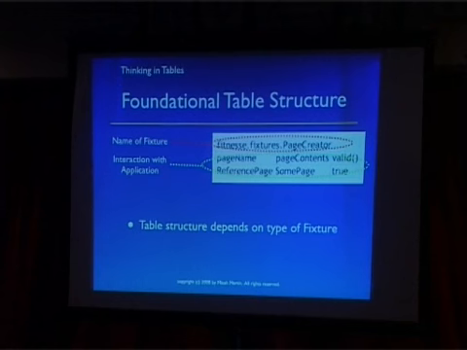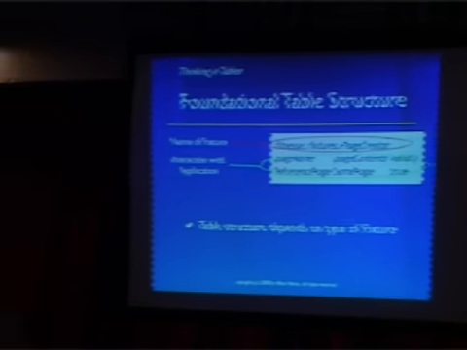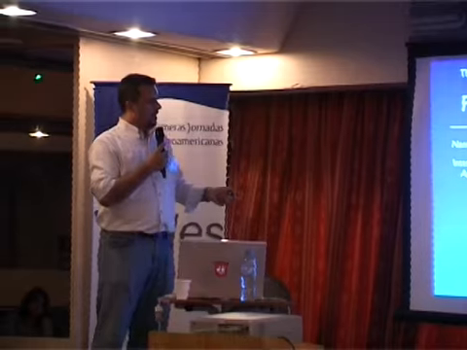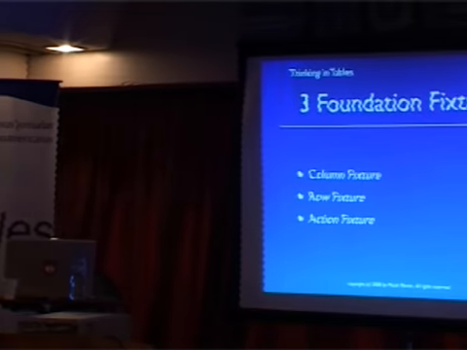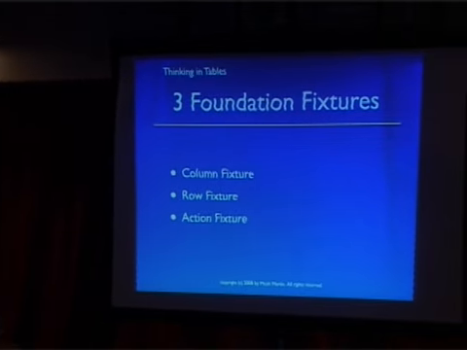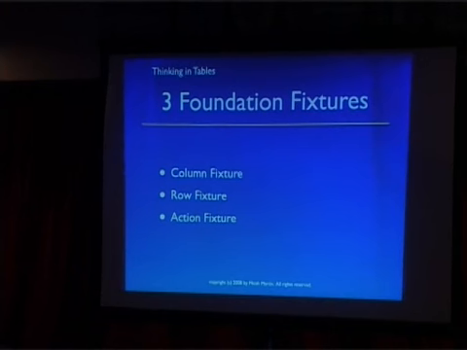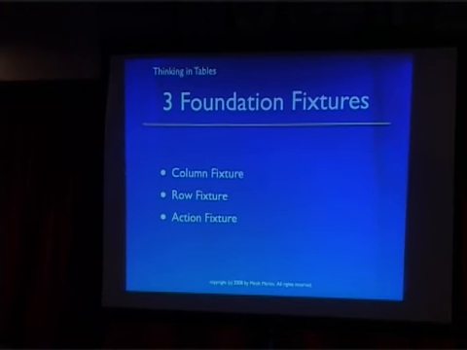If we take a close look at one of those tables, you'll notice that every table starts with a row. This row is the name of the fixture. You have to tell Fit which fixture is going to execute this table. And the rest of the table, everything after that, is interactions with the system. There are 3 types of fundamental fixtures. You can create any custom fixture you want, but Fit comes with 3 fundamental fixtures. They're column fixture, row fixture, and action fixture.